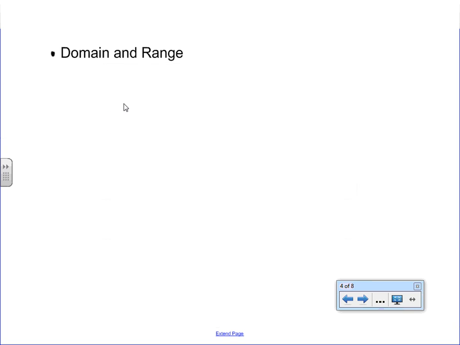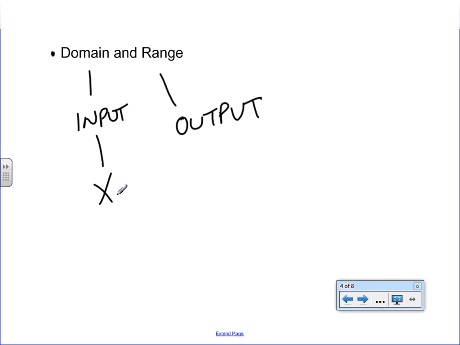Didn't take long for that to happen. The domain, pen back, the domain is my input. The range is my output. Okay, what value goes into the machine, what value comes out of the machine. A lot of times we think of the domain as my x values, and the range as my y values.